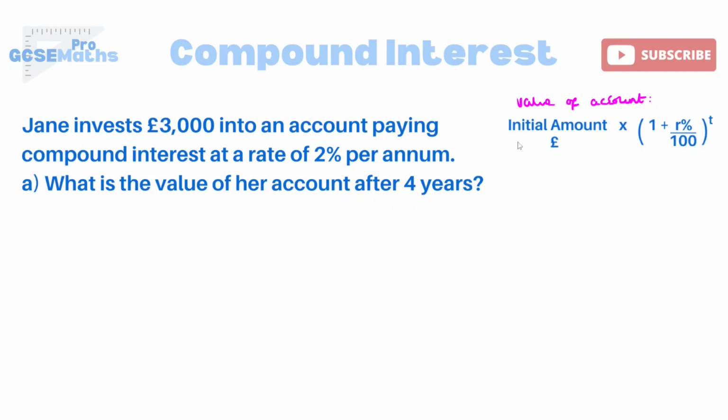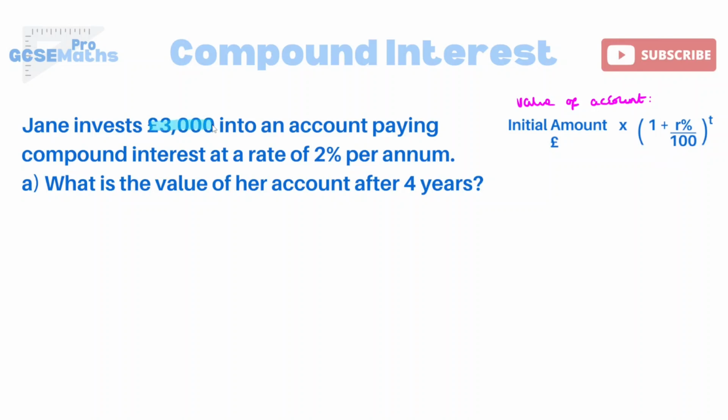So what we're looking for, if you look at this formula, there are 3 bits that are missing, aren't there? The initial amount, the percentage interest rate, and the time. So all you really need to do in this question is pick out those 3 things, put them into the formula, put the formula in your calculator, because this will be a calculator question, and then write down the answer.